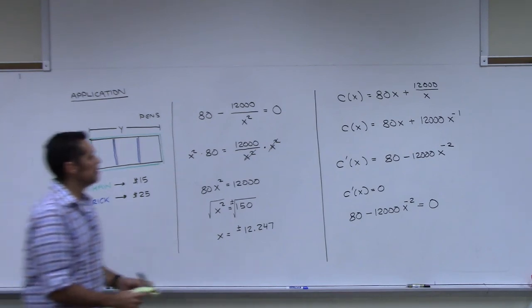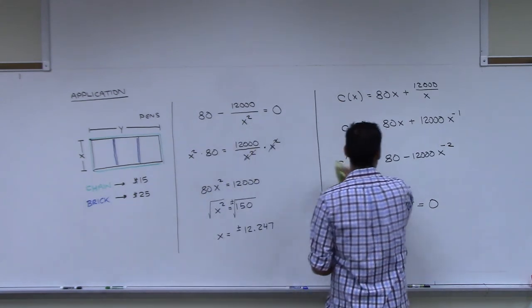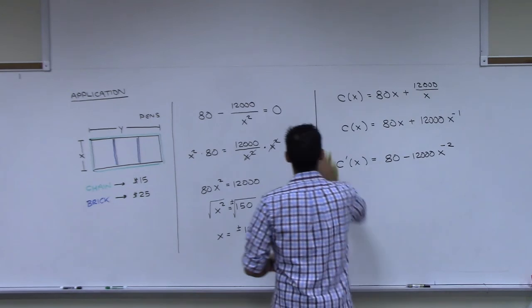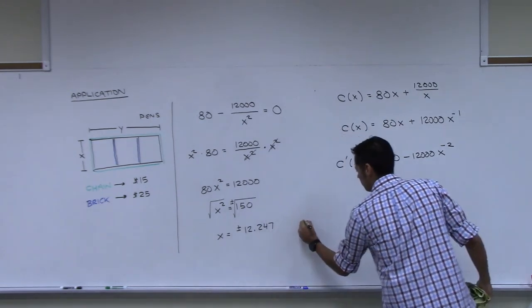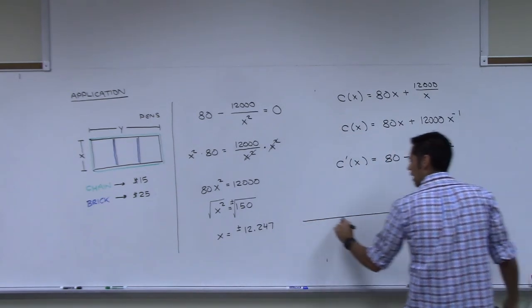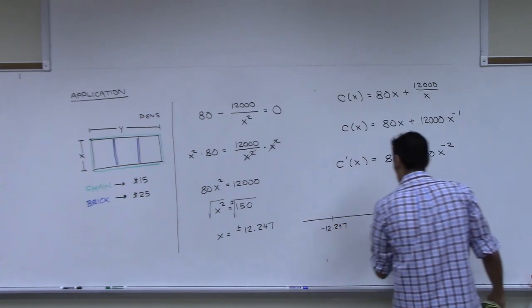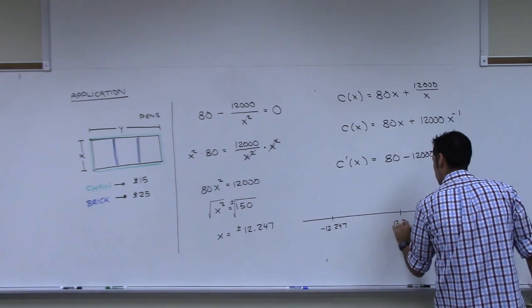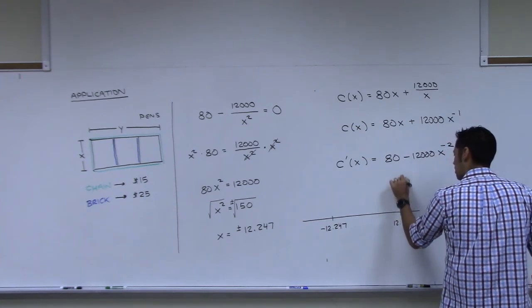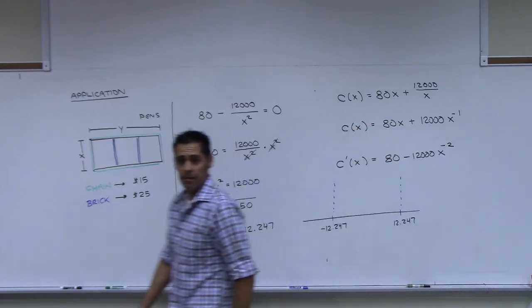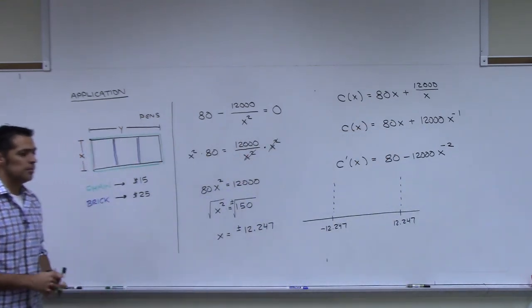Number line. Okay, so now we're going to go to a number line. Let me keep my derivative there because I'm going to need it. There's my derivative. So I'm going to go to a number line. And I have negative 12.247. And I have positive 12.247. And that breaks my number line up into 3 regions, right? Now what?